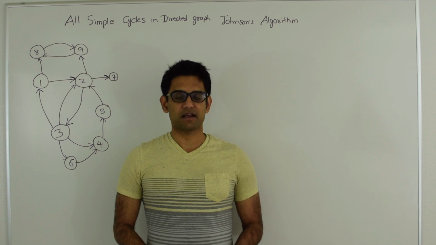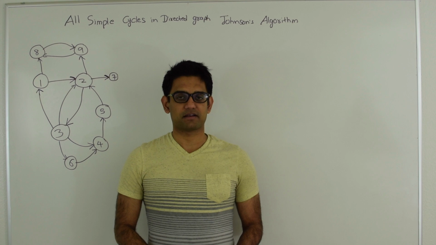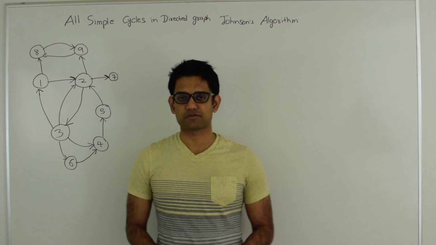So what is a cycle? A cycle is a path in a graph such that the first and the last vertex is same. What is a simple cycle? A simple cycle is a cycle in which no vertex is repeated twice except the first and last vertex.